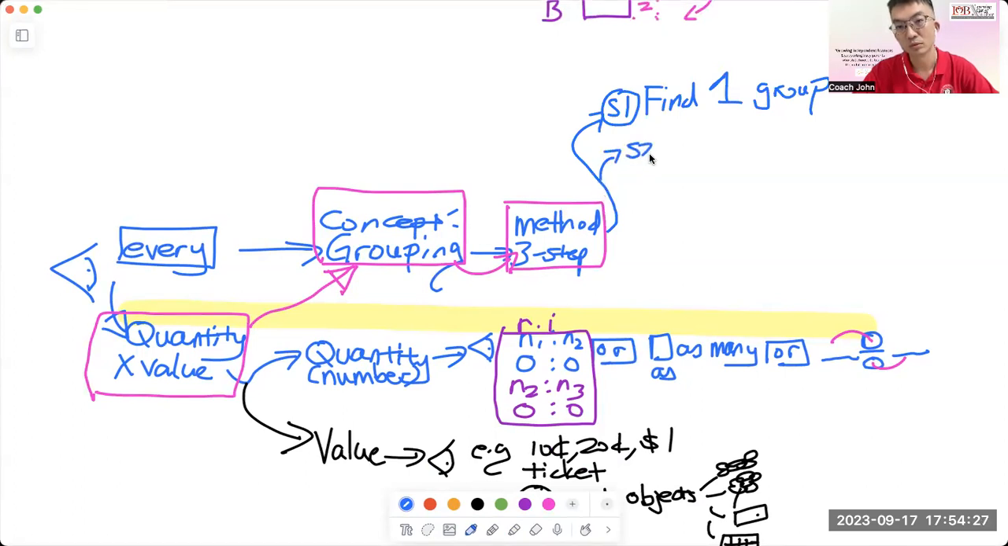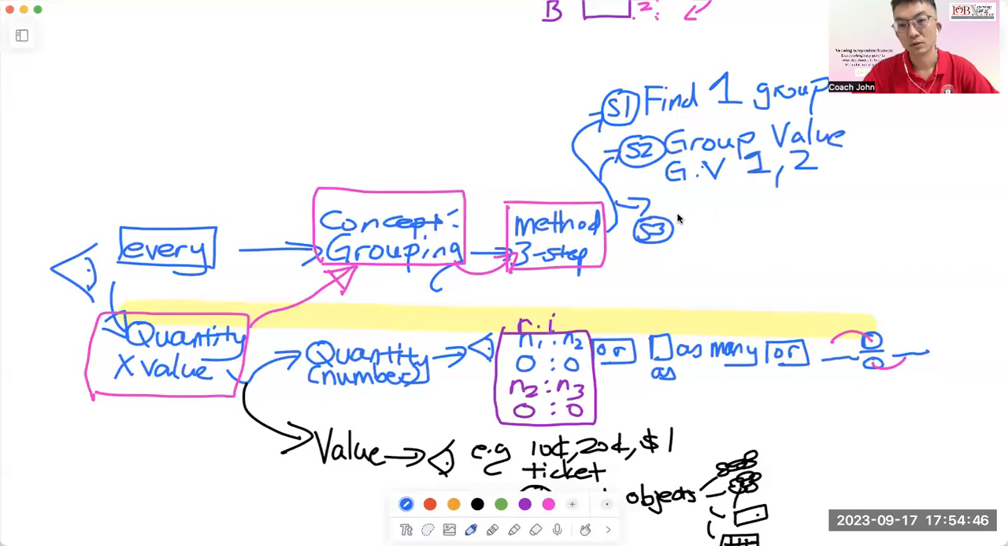Step 2 is group value of a group. And look out for 2 group values, group value 1 and group value 2. And for step 3, you need to find the number of groups.